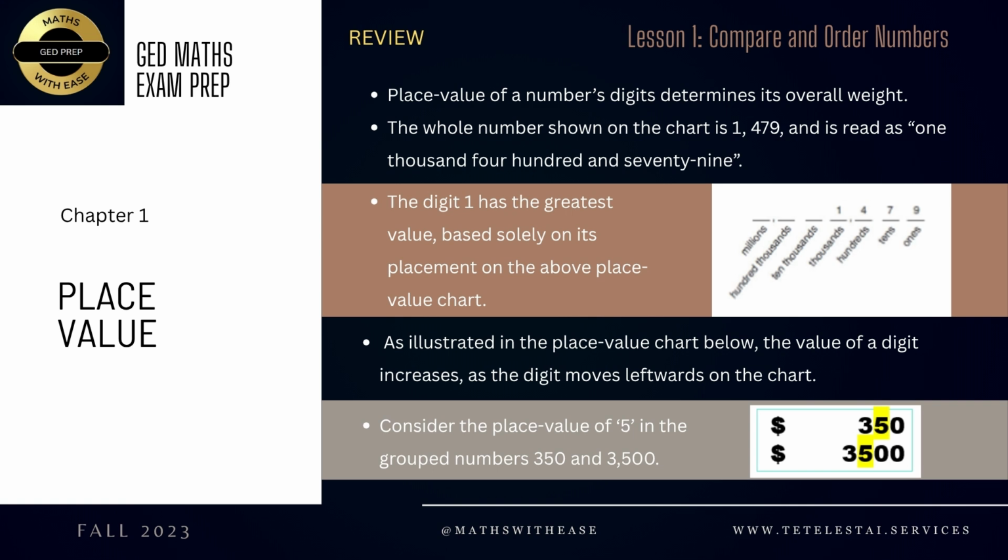So again, as we discussed, even though 1 is lower in value than 4, and it's also lower in value than 7, and it's also lower in value than 9, because of its placement on the number line, all of a sudden 1 has the greatest value in this particular scenario. Then followed by 4, which is in the hundreds place, and then 7, which is in the tens place, and then 9, which is in the ones place.